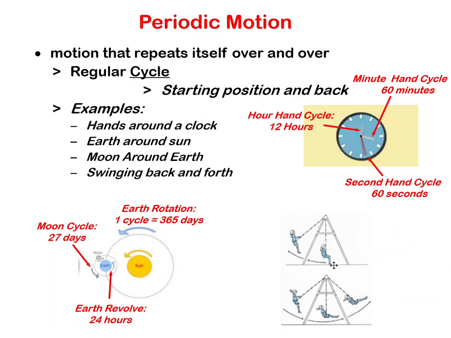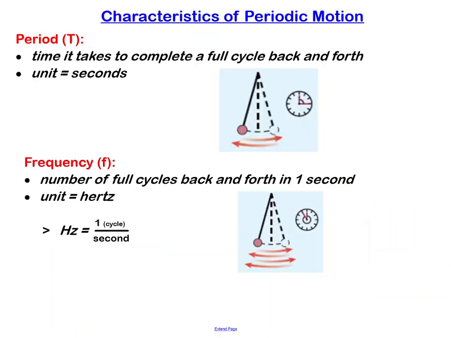All right, a student on a swing would be the same thing. They go back, forward, back. They ultimately are going to come back to this original position. So these are all examples of periodic motion because they have a regular cycle. So some vocabulary associated with that. First, period. I think I already started to define it. Period is the time it takes to complete a full cycle back and forth, to get back to its original position. So this is like a little pendulum here.